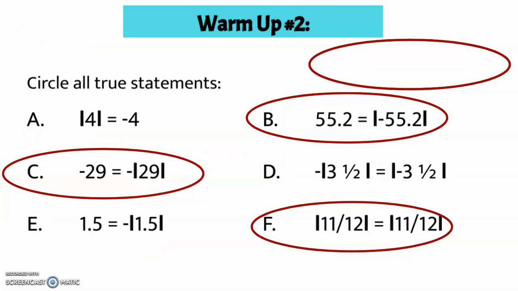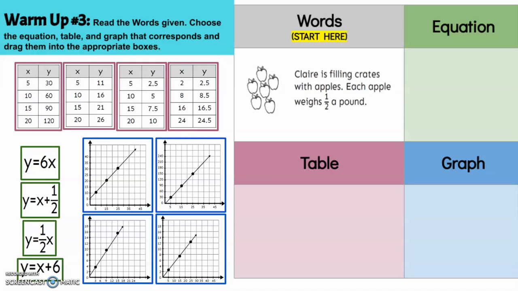All right, now let's look at warm-up number 3. So this one starts with some words. Claire is filling crates with apples. Each apple weighs a half a pound. 1/2 a pound for each apple. So basically it's 1/2 for each apple. And as you know, the math we've been discussing for this situation is to multiply 1/2 times the number of apples. So in this case, 1/2 times x. That leads us to picking the equation, 1/2 x.